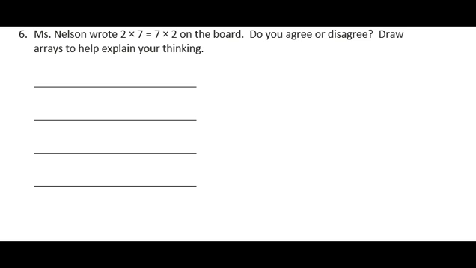Here it says Miss Nelson wrote 2 times 7 equals 7 times 2 on the board. Do you agree or disagree? Draw arrays to help you explain your thinking. Well, I know that 2 times 7 means I have 2 rows with 7 in each row. So this array shows 2 times 7, where 7 times 2 means I have 7 rows with 2 in each row.